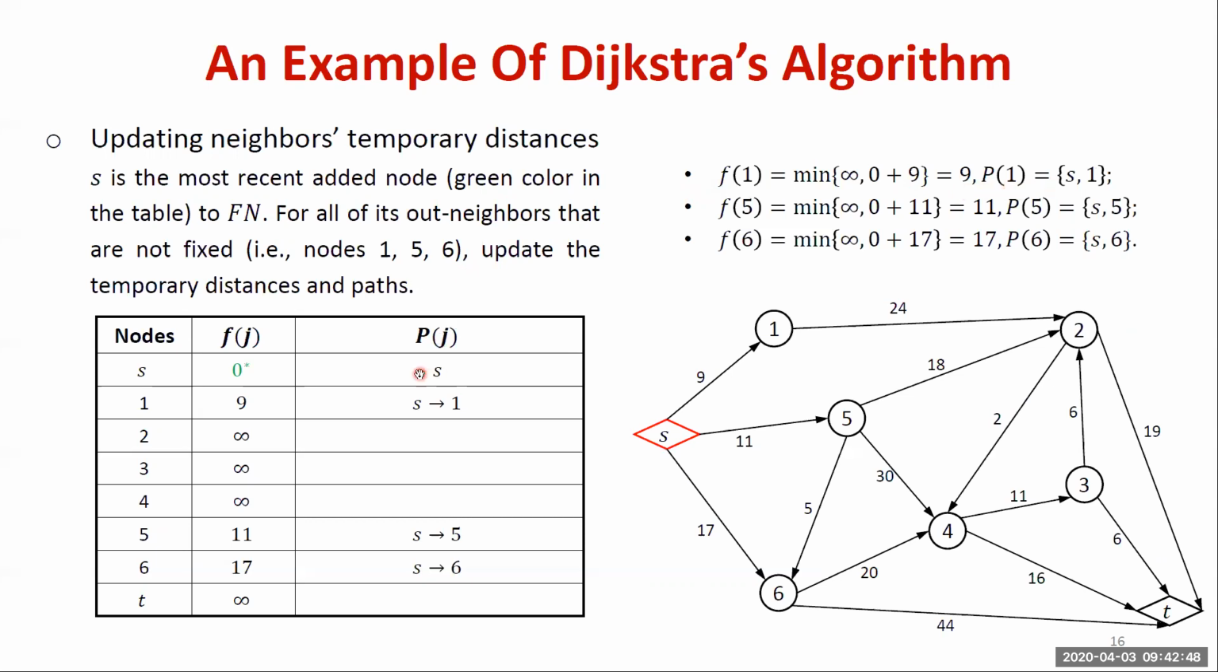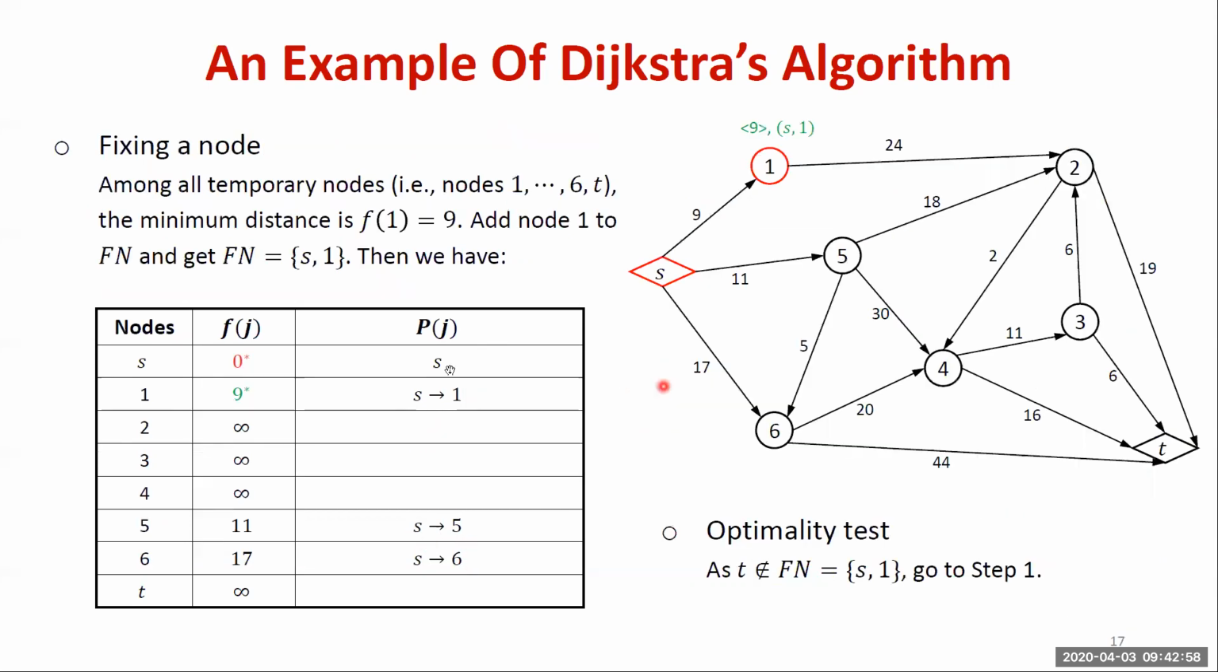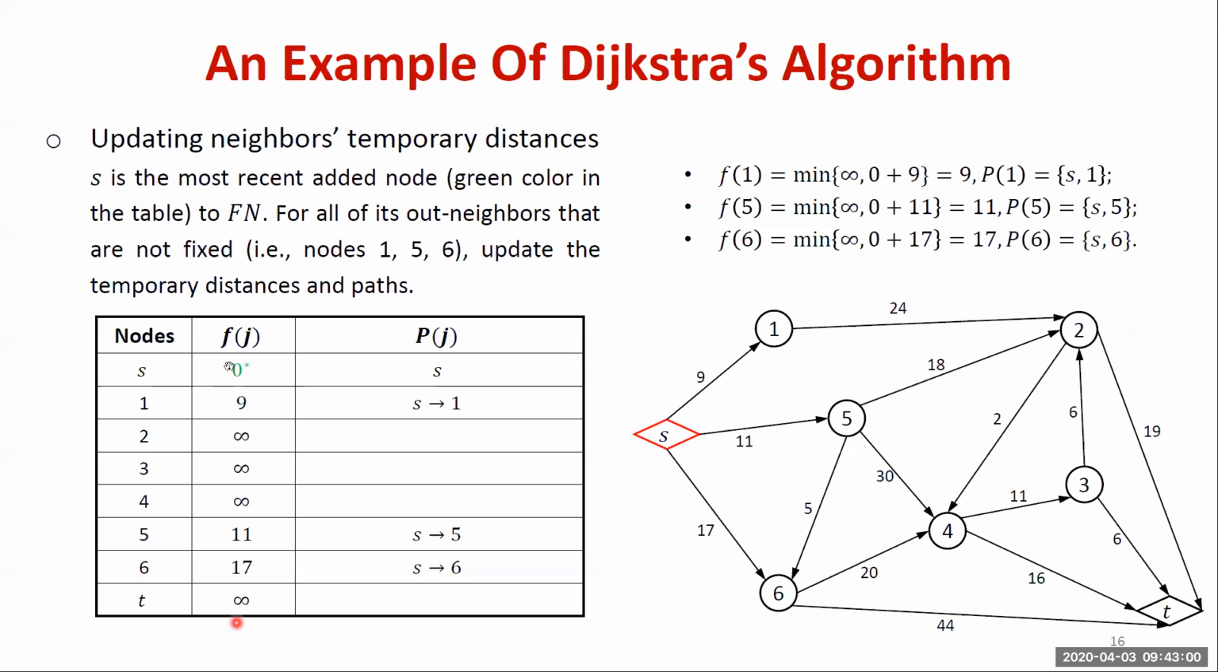So here, the most recent added node is S. So S to S is S itself. Then from S to the target node, which is S to 1. And do the same for nodes 5 and 6. Then we fix the node among all temporary nodes, here by the smallest distance. Here the smallest distance is 9, so I'm gonna fix 9.